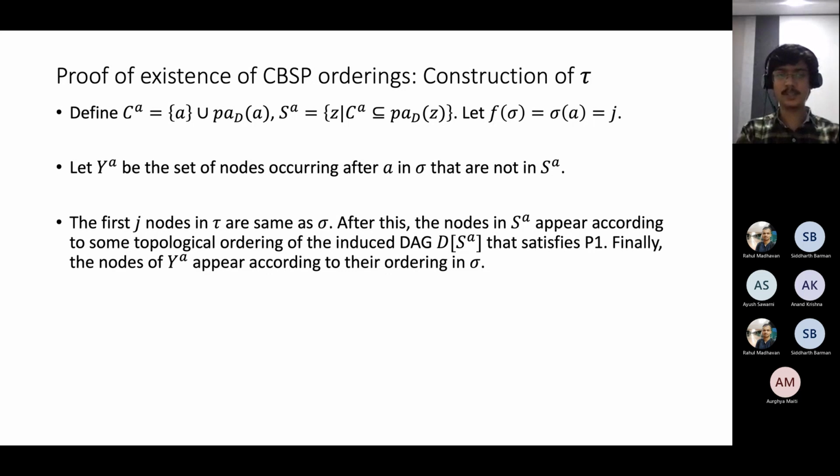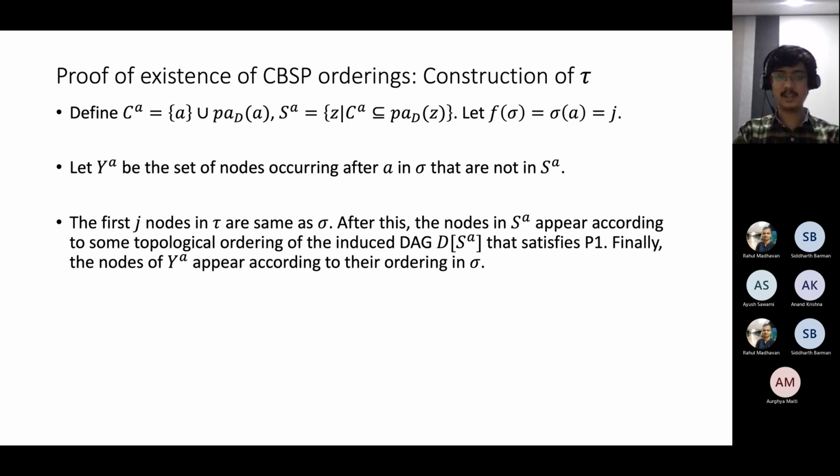First J nodes in tau are the same as sigma. After this, the nodes in SA appear according to some topological ordering of the induced subgraph restricted to SA, satisfying the property P1, or the clique block property. This can be obtained because there is always a topological ordering satisfying the clique block property in DAGs without V structures. Finally, the nodes of YA appear according to their ordering in sigma.